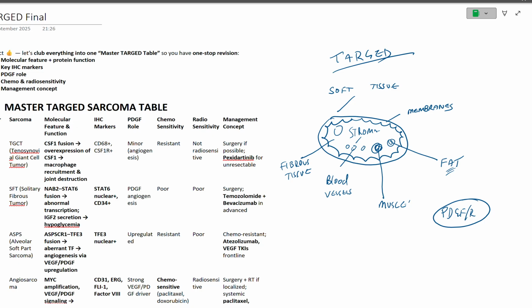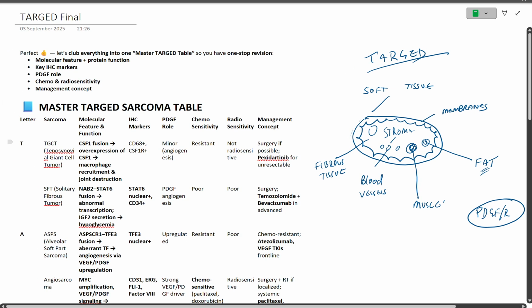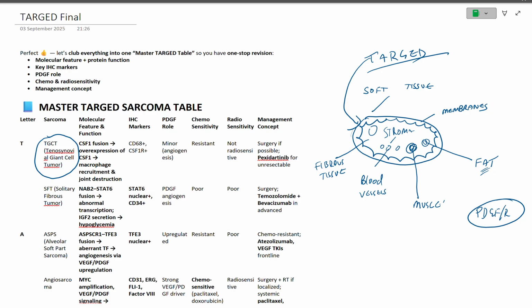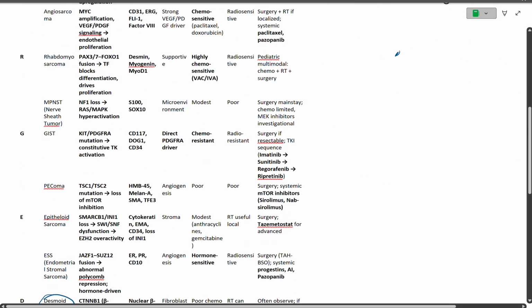So T is like the membrane here. So T is tenosynovial giant cell tumor. Tenosynovial giant cell tumor of the membrane is the first one. Then you can also say synovial sarcoma, which is the second one.